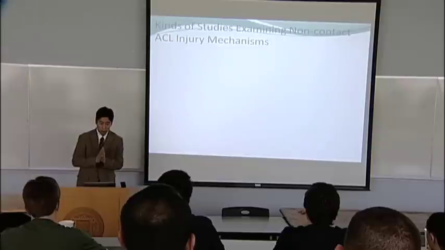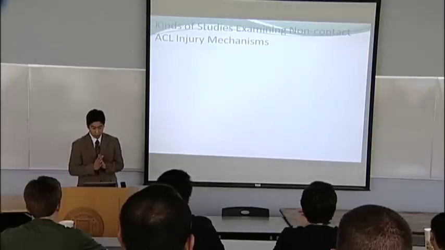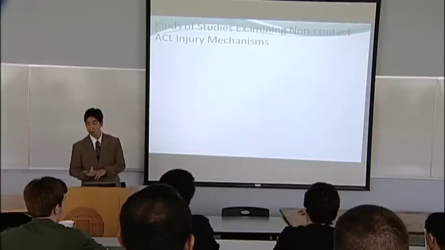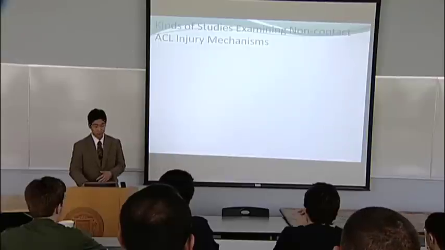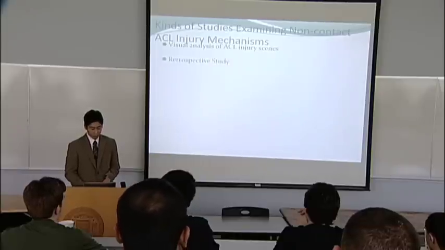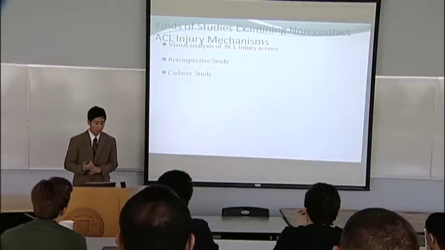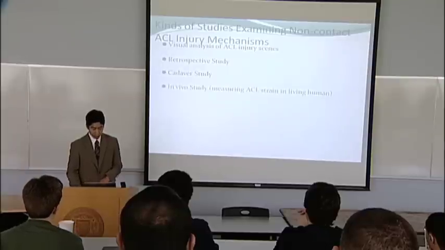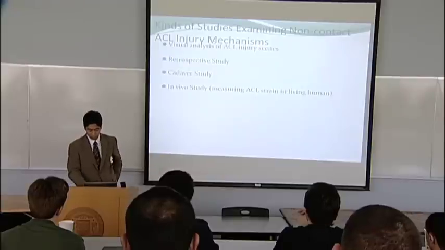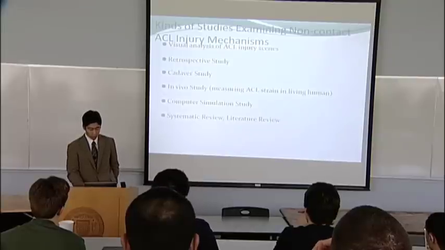Okay, so there are some kinds of studies examining non-contact ACL injury mechanism. And there are many kinds of studies because each study has limitations and strengths. So we have to try many different ways. The first one is visual analysis of ACL injury scenes, or retrospective studies, and cadaver studies that Eric does. And also in vivo studies, which use living humans and measure ACL strain. And also computer simulation studies, and also systematic reviews, literature reviews, those kinds of things.